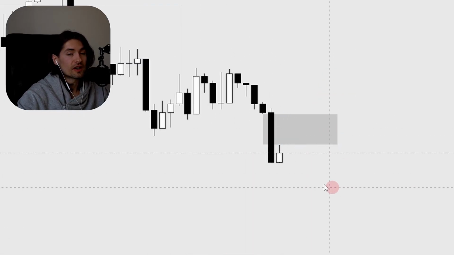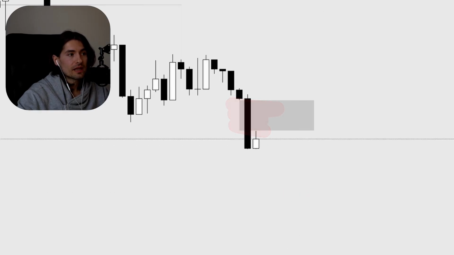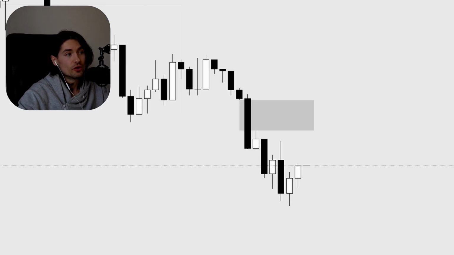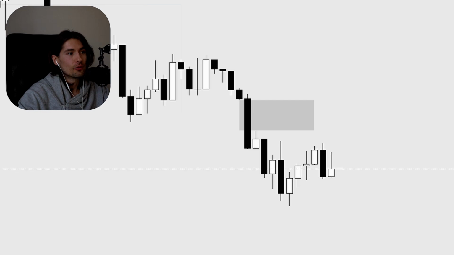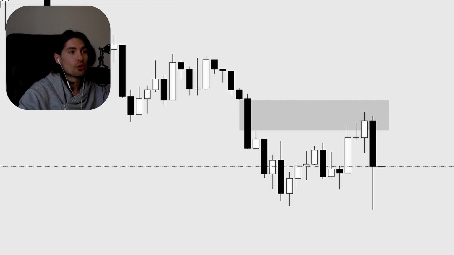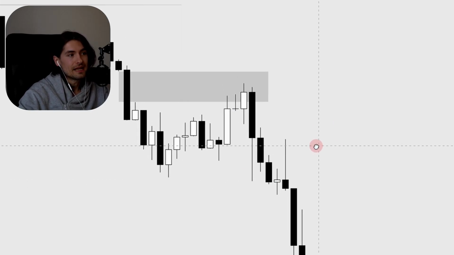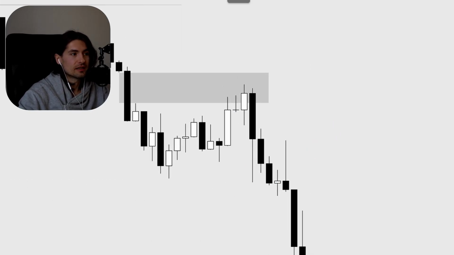FVG, aka fair value gap or imbalance if you will, is a rapid move in one direction, leaving imbalance in the market that is likely to be revisited in the future. We actually don't know when it's going to happen, but with other contexts we can use it either as a take-profit level or POI, aka point of interest, where we want to take a continuation trade. I'm gonna get to it later on.